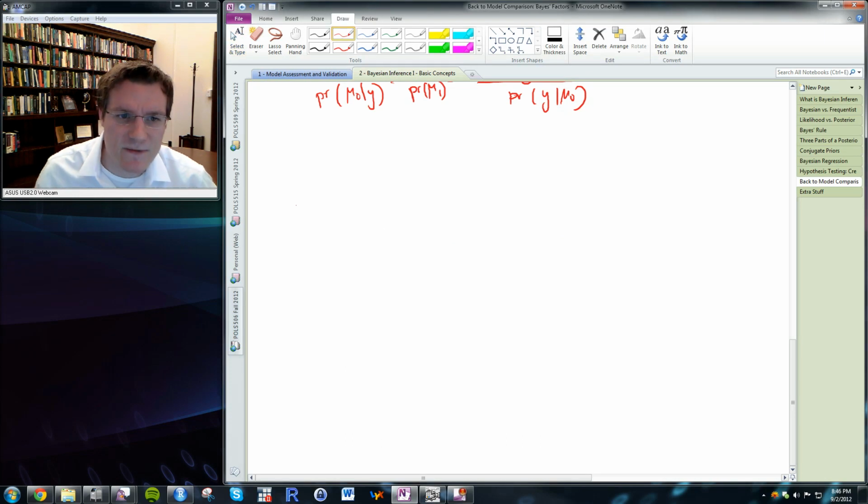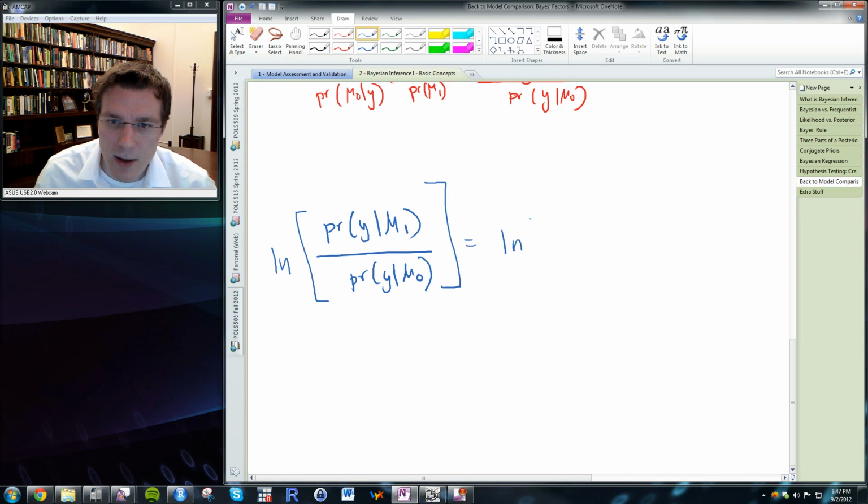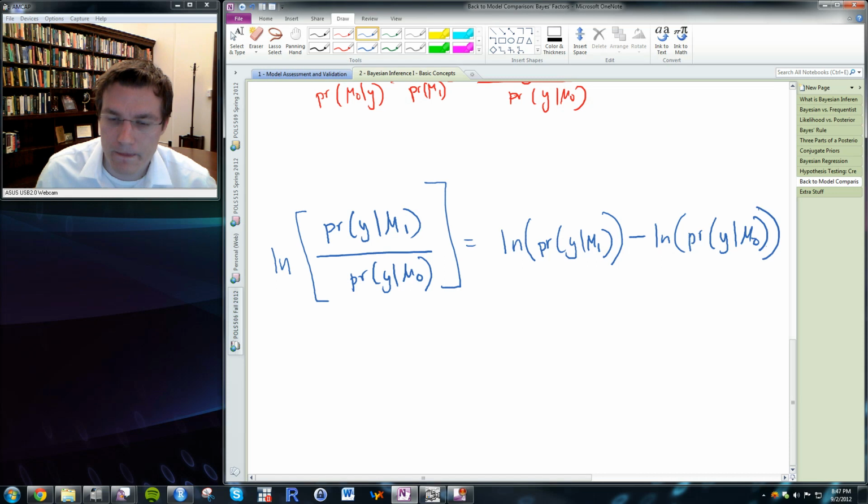One thing that is worth mentioning is that for computational reasons, log likelihoods are often used. So the Bayes factor is given by Pr(y given M1) divided by Pr(y given M0), but these likelihoods are often log likelihoods, so we've got logarithms going on. If we were to take the log of this whole thing, by the laws of logarithms we'd have log of Pr(y given M1) minus log of Pr(y given M0), because ln(A over B) is ln A minus ln B.